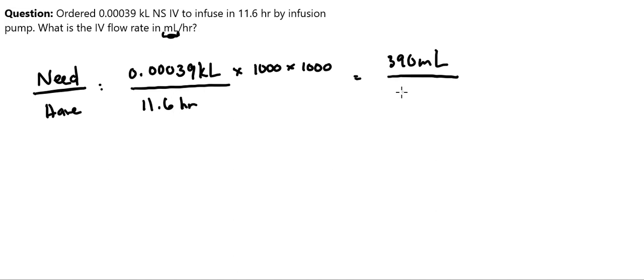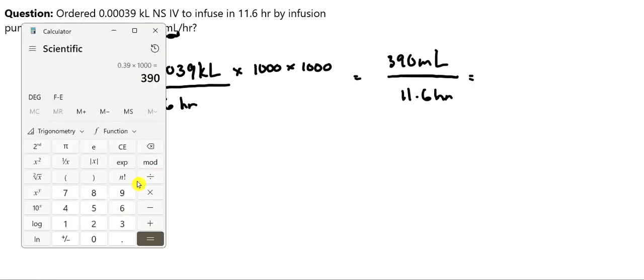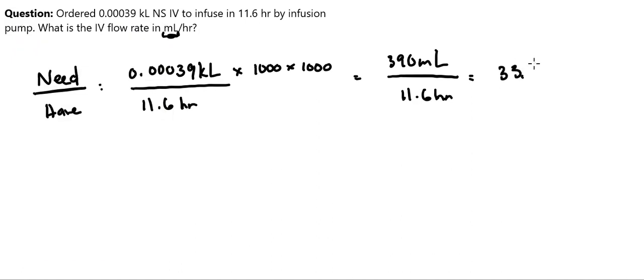That's what I need. And I still have that 11.6 hours in which to infuse it. So let's do the division. What is 390 divided by 11.6? It is 33.6. So we have 33.6, and it's milliliters per hour.